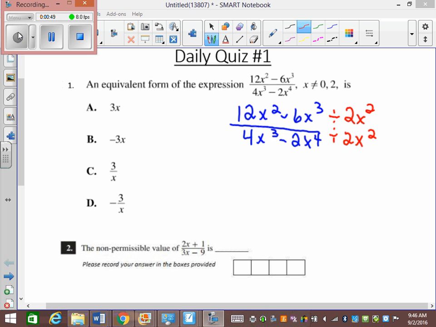So 12x squared divided by 2x squared is 6, minus 6x cubed divided by 2x squared, 6 divided by 2 is 3, x cubed divided by x squared is just x. Over 4x cubed divided by 2x squared. 4 divided by 2 is 2. X cubed divided by x squared is x. Minus 2 divided by 2 is 1. 4 divided by x squared is x squared.